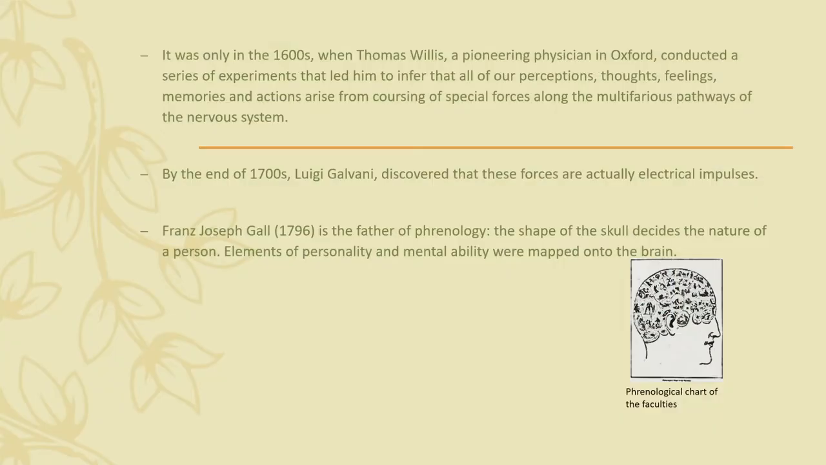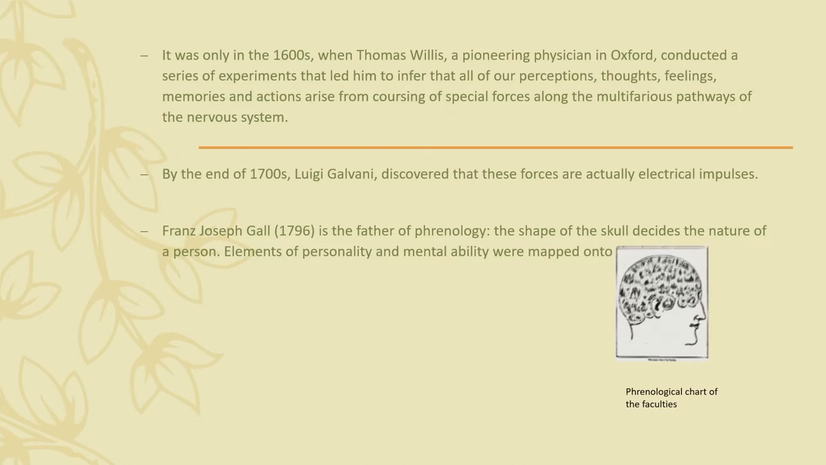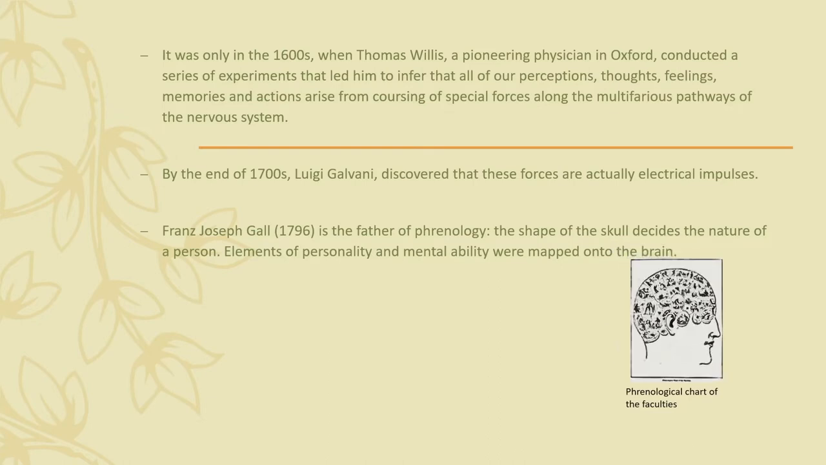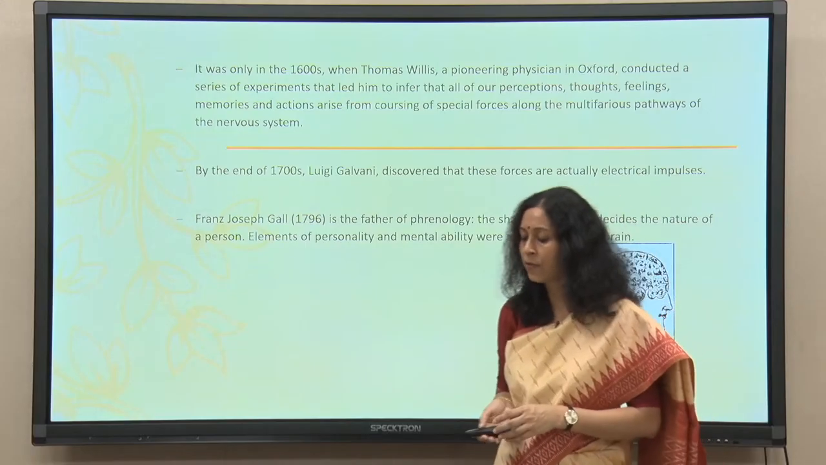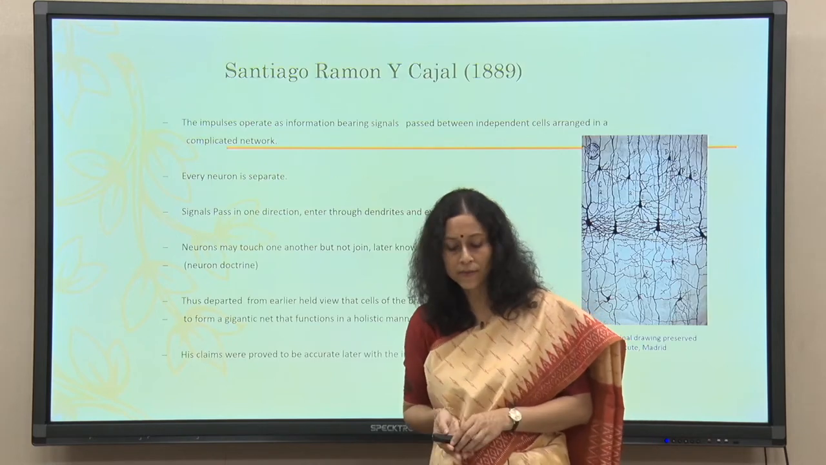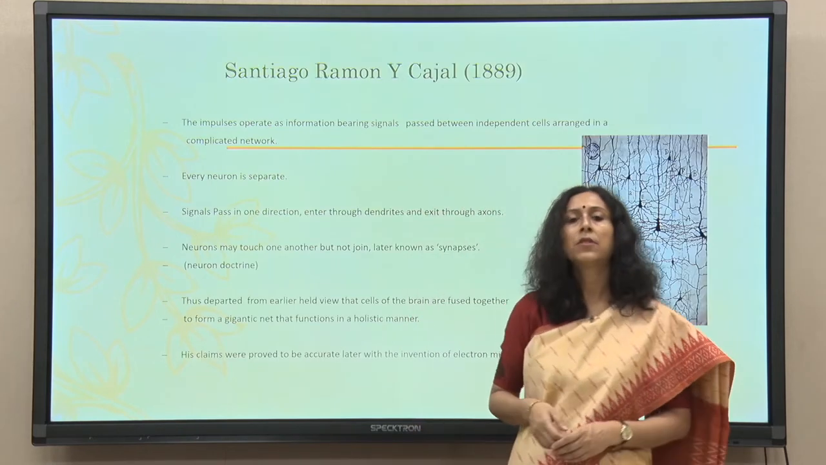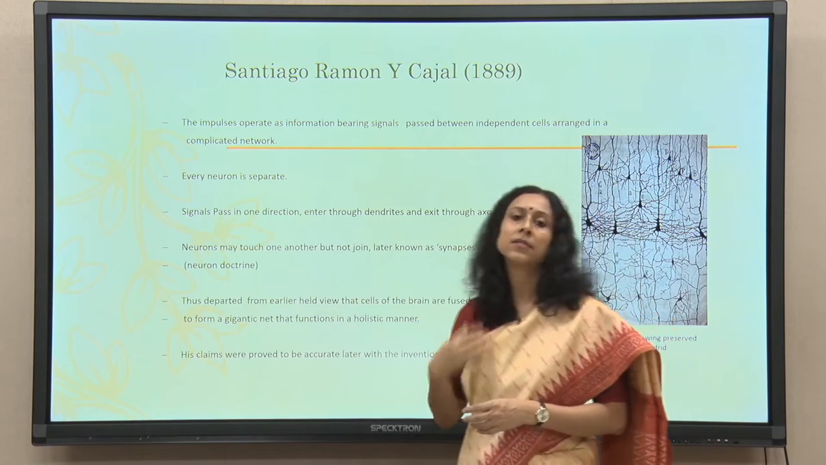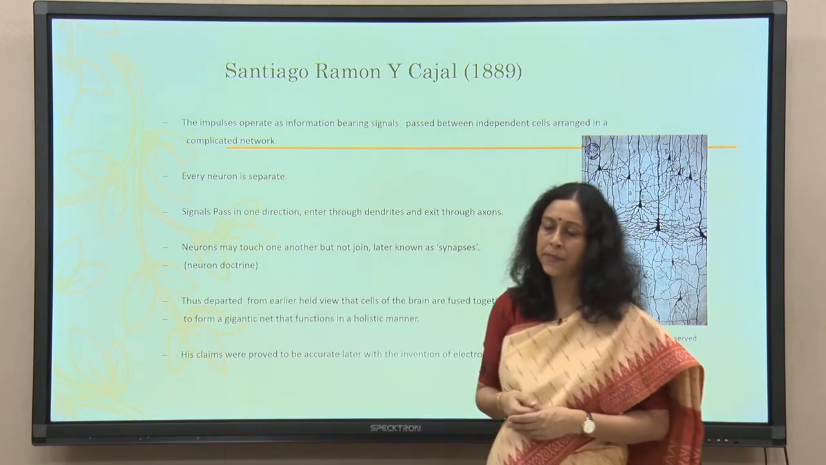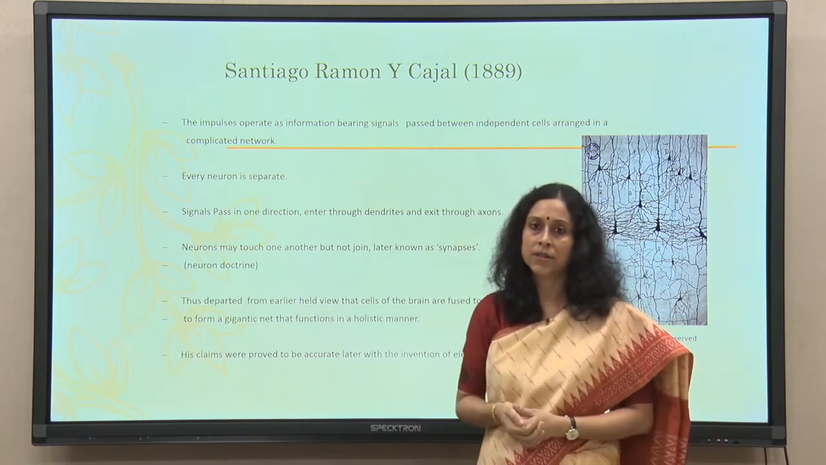This is one of the representative pictures that shows how phrenology really worked. You can see that there are various areas in the brain basically mapped on the skull, which represent various kinds of mental functions. Phrenology went out of fashion after some time because it was not quite scientifically tenable.